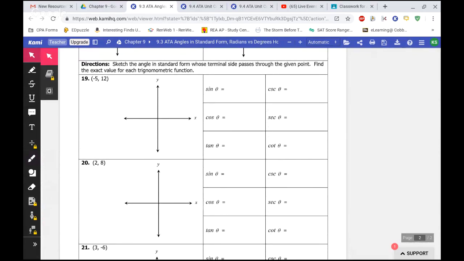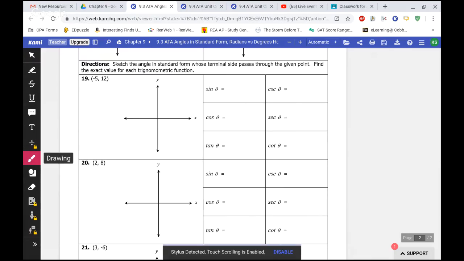Sketch the angle in standard form whose terminal side passes through the given point and find the exact value for each trigonometric function. So what we're looking at, we've got a -5, 12 point. So basically I would be going over 5 and then up 12. So probably way up here somewhere. It wasn't letting me change to drawing. Does that make sense? Yes.